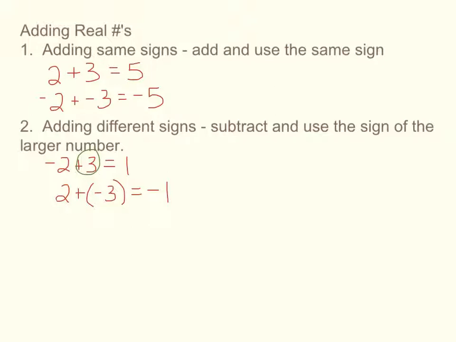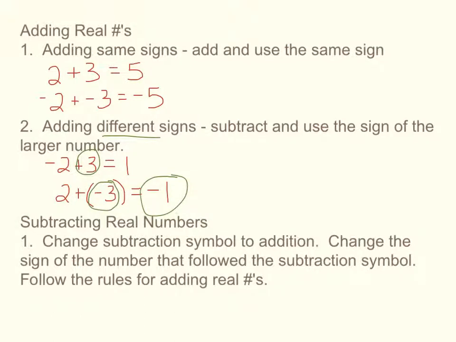Another example, 2 plus negative 3, that's equal to negative 1. Again, I'm adding a positive and a negative, so those are different signs. And so I subtract those numbers. 3 minus 2 is 1. But because the bigger number this time is negative, the answer is also negative.